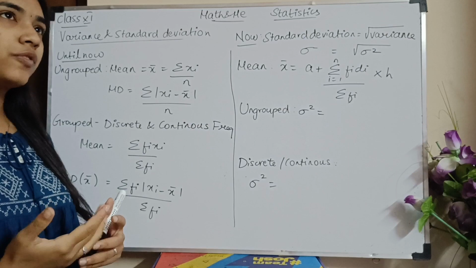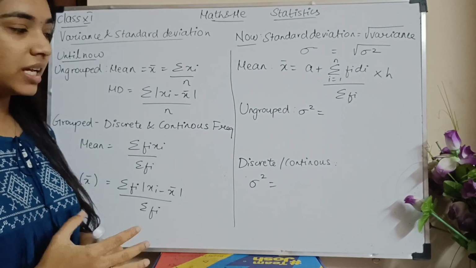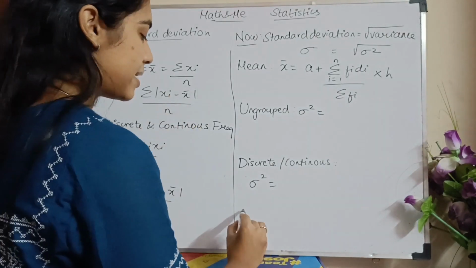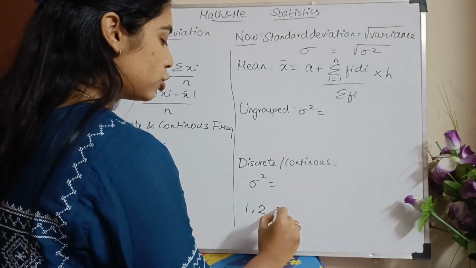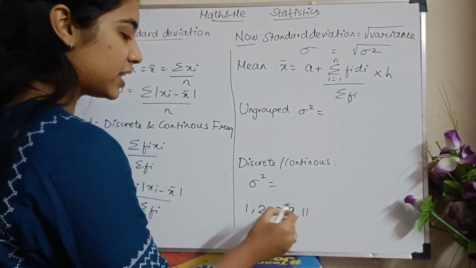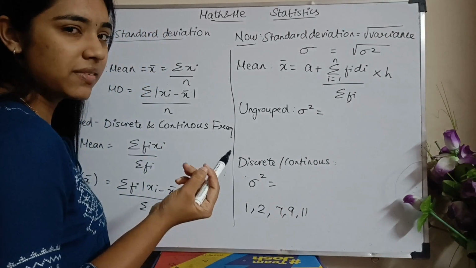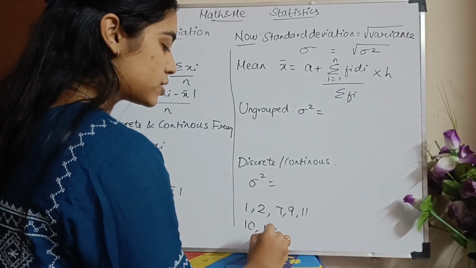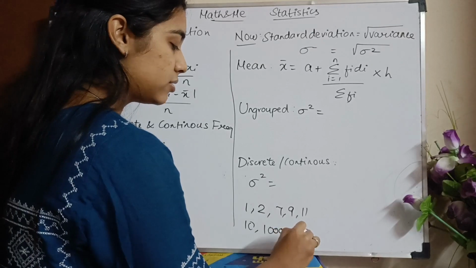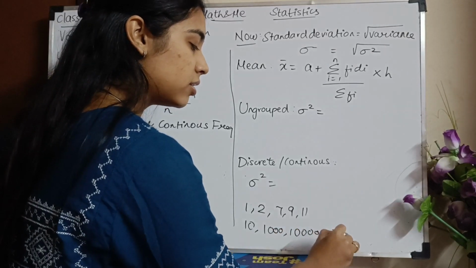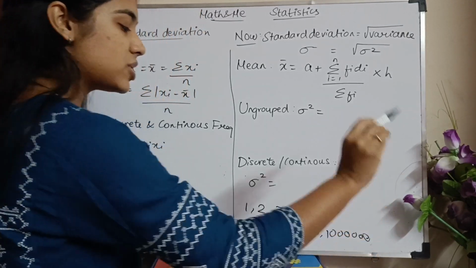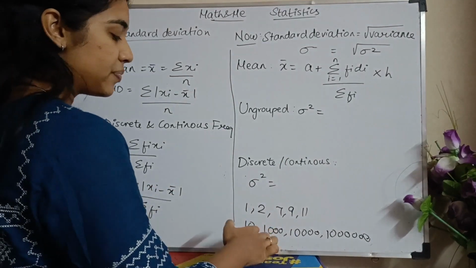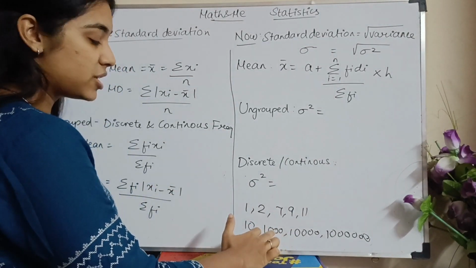Because when we are finding the mean deviation with respect to median, for example, you have values 1, 2, 7, 9, 11, the variation in the values is very, very minimal. Okay, so what if your data is 10,000, 10,000, 1 lakh, and so on. Your value just keeps increasing. So what is the change in the values? What is the variation? It is very, very huge.